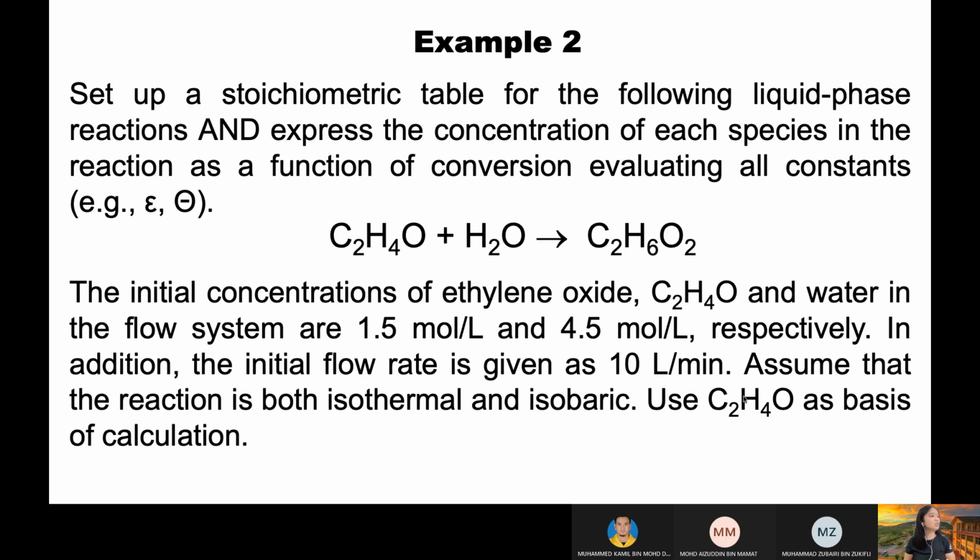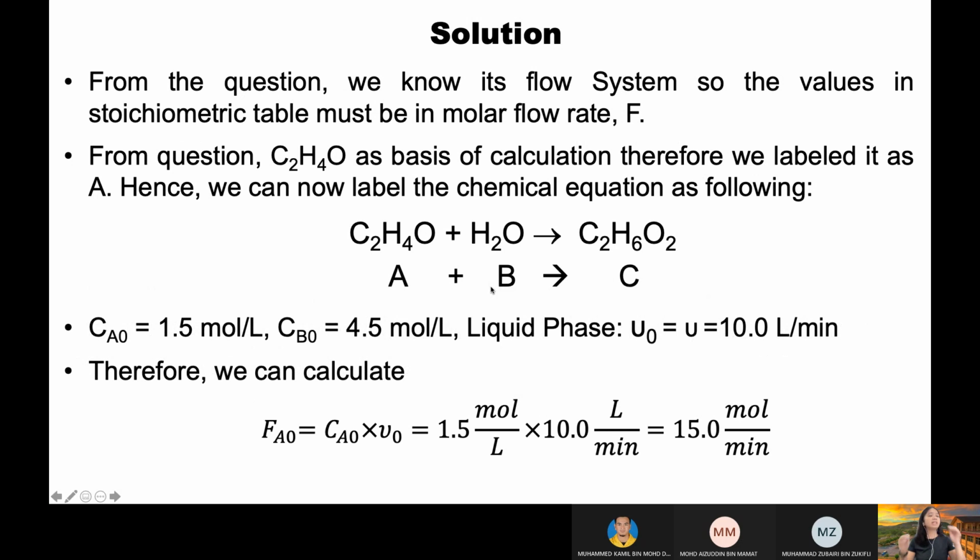Then dia kata assume reaction isothermal isobaric, no temperature change, no pressure change. And dia kata use ethylene oxide as basis of calculation. So the last sentence is actually to tell you C2H4O ni, ethylene oxide is your A. Asas pengiraan adalah berdasarkan A. So your A is your ethylene oxide. Okay. So first kita buat table dulu. Okay. So nak buat table.